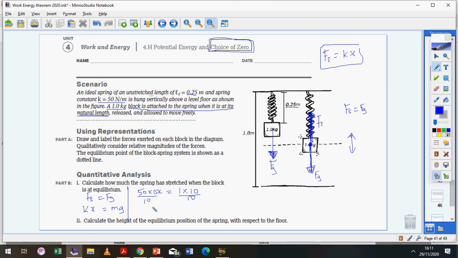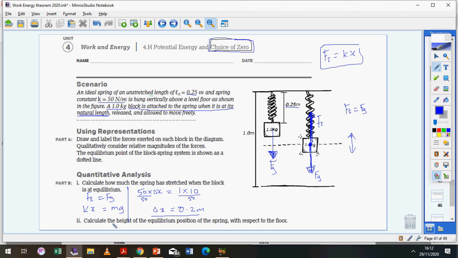So delta X, no, not divide by 10. Divide by 50 both sides. So I divide by 50 this side, divide by 50 this side, and I'll see delta X is equal to 10 out of 50, which is the same as 2 out of 10, which is 0.2 meters, right? You can use 9.8 and you'll find an answer that's very close to that.